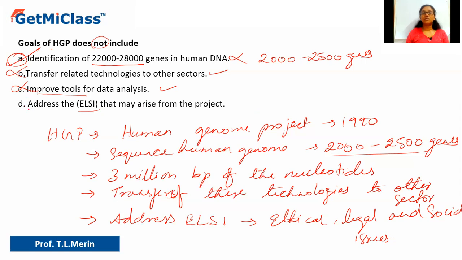So this was also one of the aims of HGP, but this is not an answer because the question says goals of HGP which does not include. So it does not include identification of 22,000 genes to 28,000 genes. That is option A. So that was not the aim of HGP.